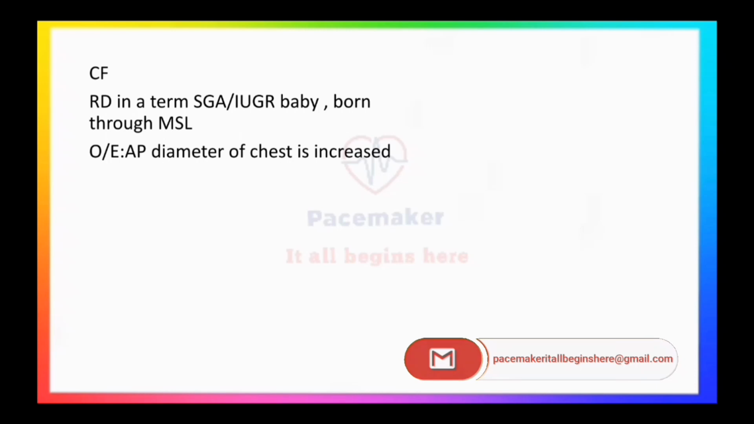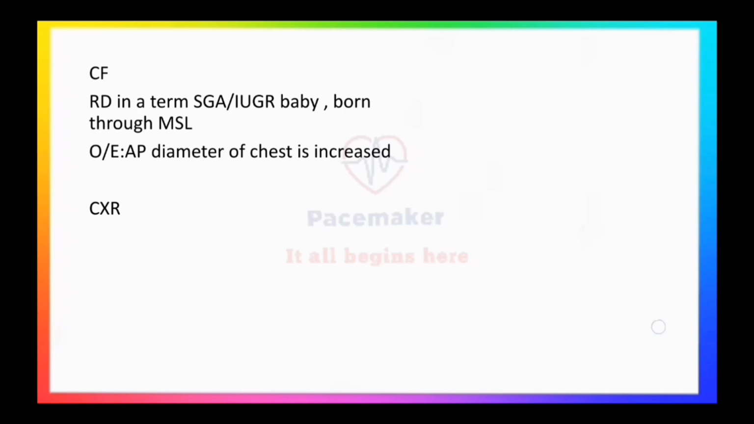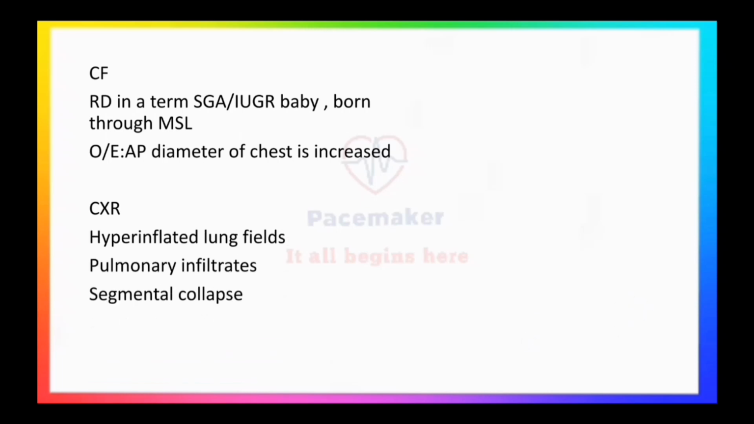The patient presents with respiratory distress in a term or small for gestational age IUGR baby born through meconium stained liquor or meconium stained amniotic fluid. You have to suspect meconium aspiration syndrome. On examination, the AP diameter of the chest is increased. That is because of emphysematous change. And on chest X-ray, you will see typical emphysematous changes like hyperinflated lung fields, pulmonary infiltrates and segmental collapse.